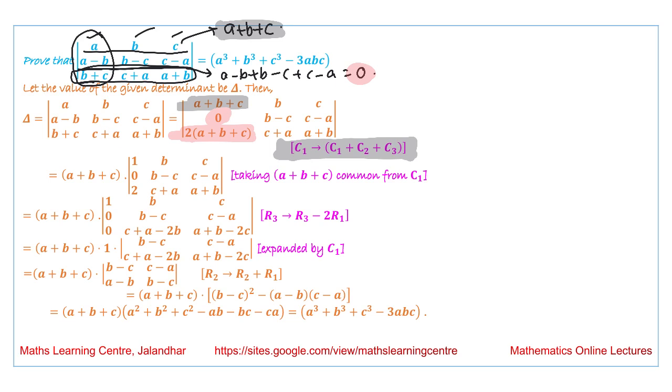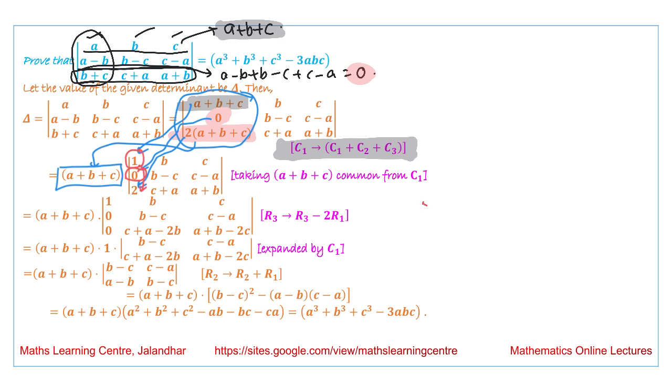Now from this first column, we can take A plus B plus C common. What we obtain from this is 1, the next term is 0, and the last term is 2 over here. Now it is already 0 at this point. With the help of this 1, we want to make this 0.